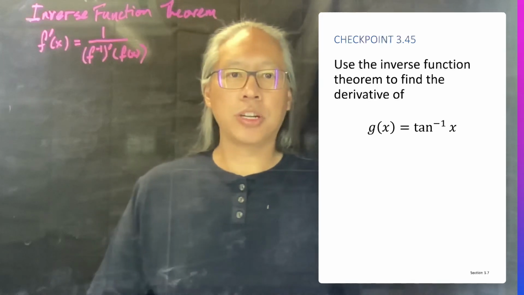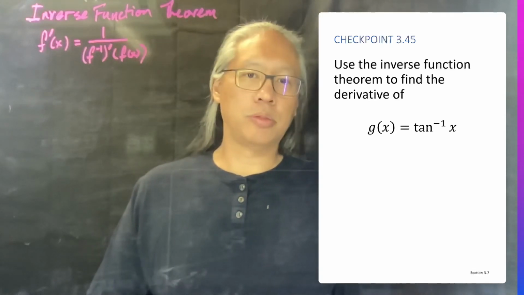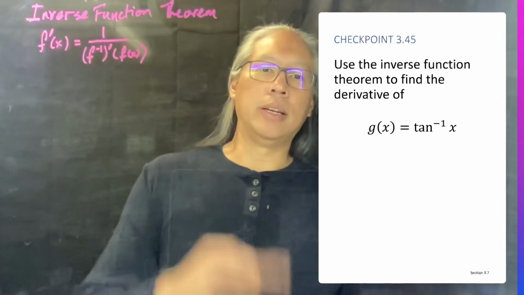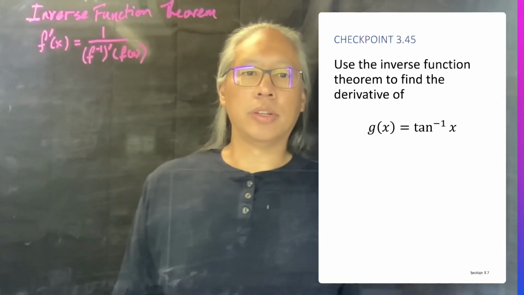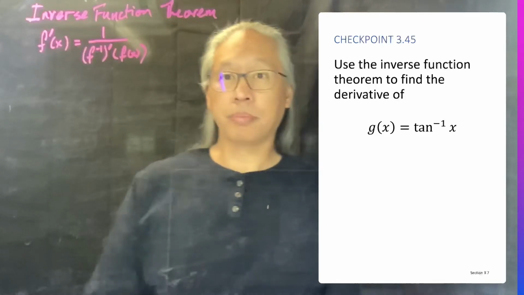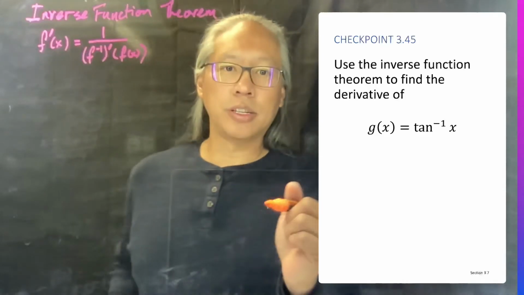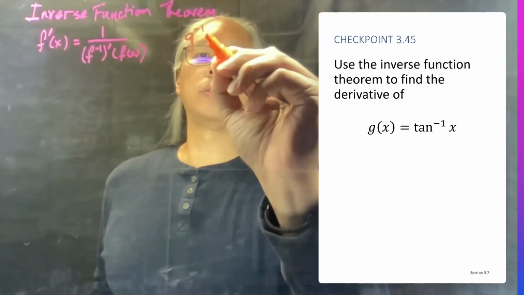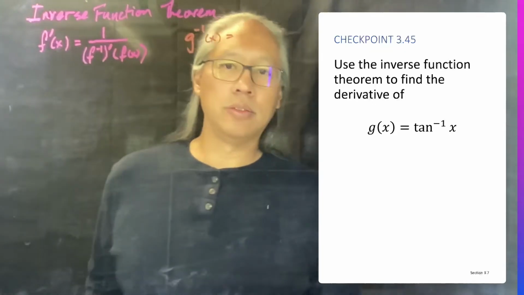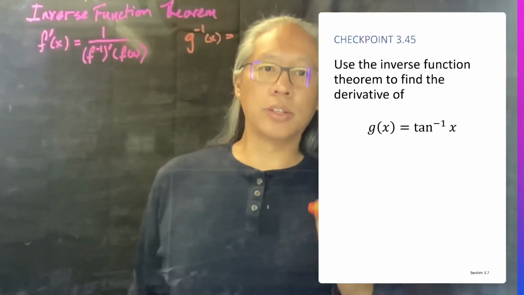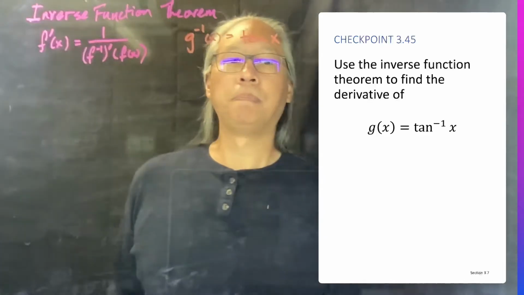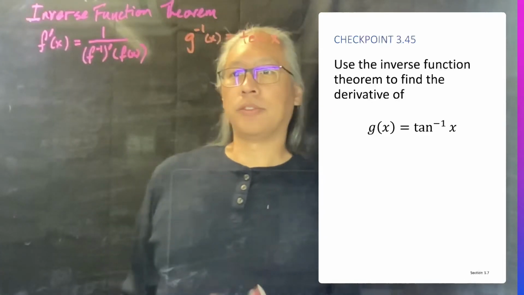Hello, we're looking at checkpoint 3.45 from section 3.7. They want us to use the inverse function theorem to find the derivative of the inverse of tangent. So if this is g of x, then the inverse of this, we'll call it g inverse of x. The inverse of the tangent inverse is the tangent function again, so that's tan x. All right, so that's our first step.